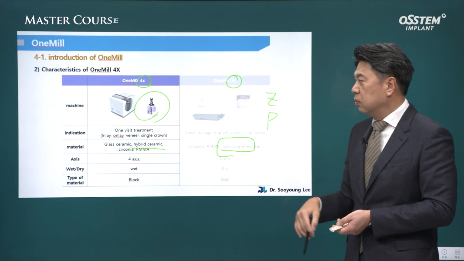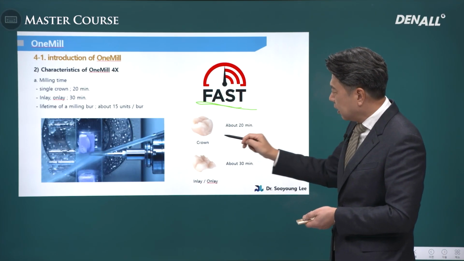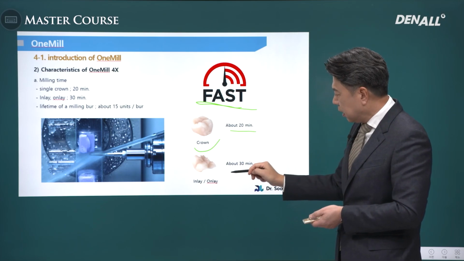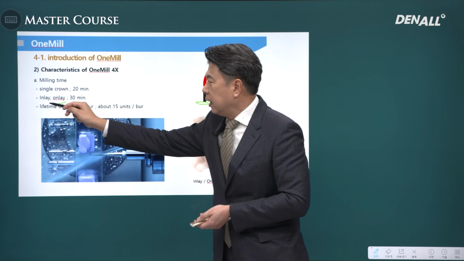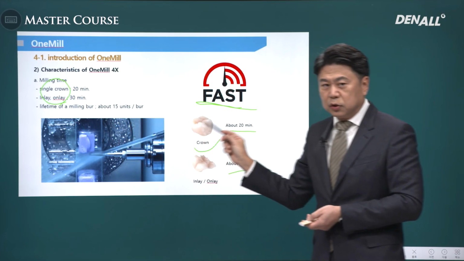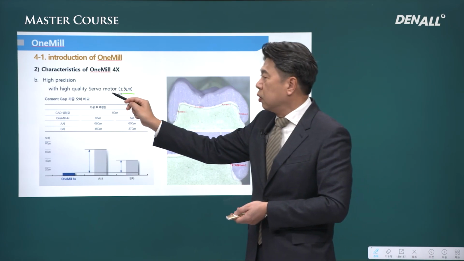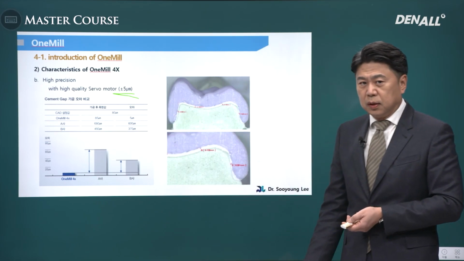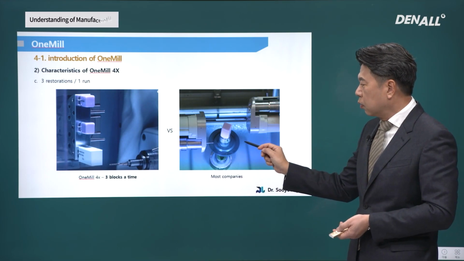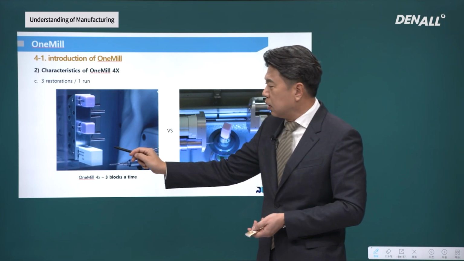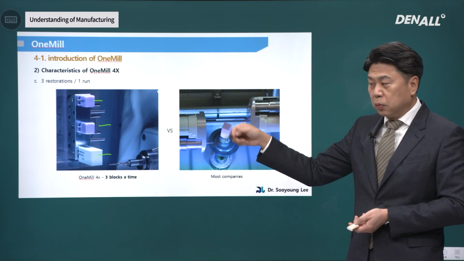So 4-axis is fast. In 20 or 30 minutes, these can be made. This is for inlays, onlays, and single crowns. And e.max can be milled pretty well. The precision is plus minus 5 micrometers, very precise for restorations. And these 3 can be inserted together, which is an advantage. So those 3 can be milled together.